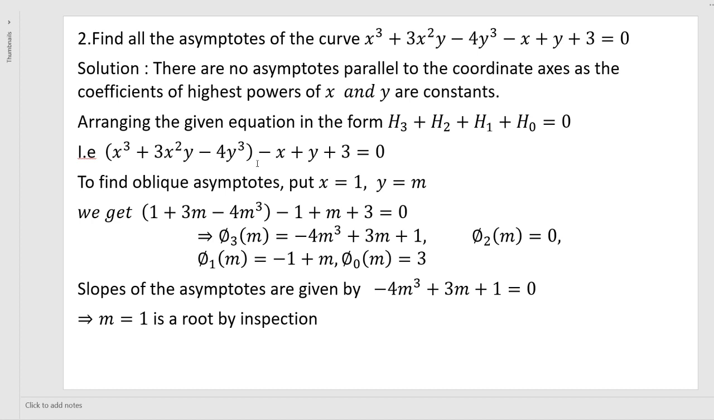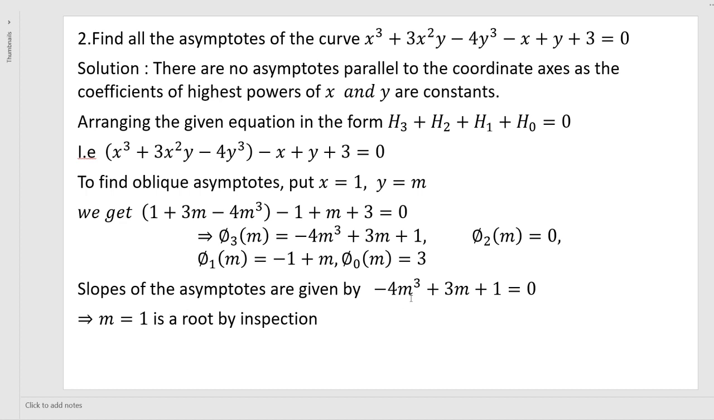Look here. 1 cube means 1 plus 3m minus 4m cube minus 1 plus m plus 3 is equal to 0. Phi 3 of m is equal to 1 minus 4m cube plus 3m plus 1. Phi 2 of m: here there are no second degree terms, therefore phi 2 of m is equal to 0. And phi 1 of m is equal to minus 1 plus m, right? And phi 0 of m is the constant 3.